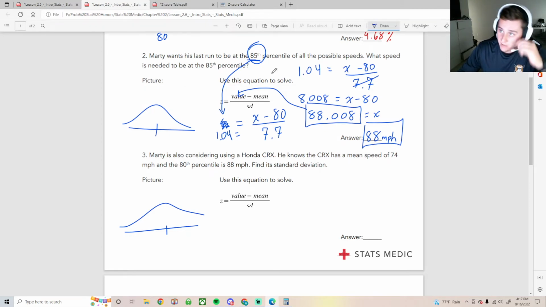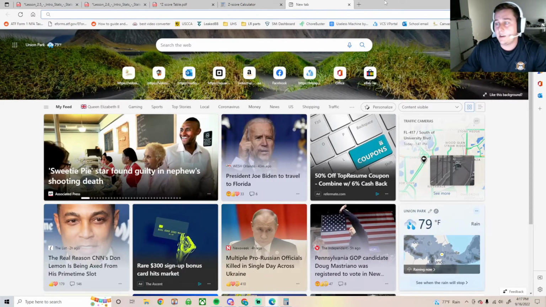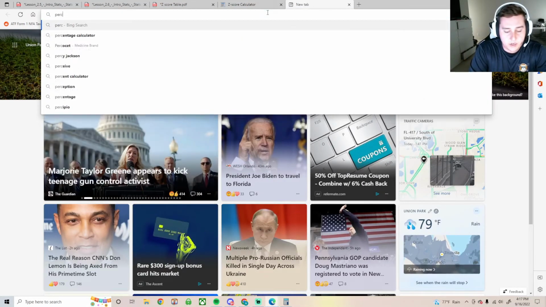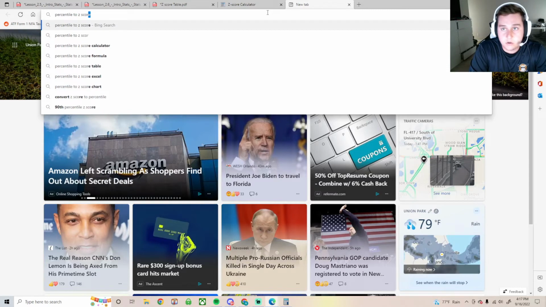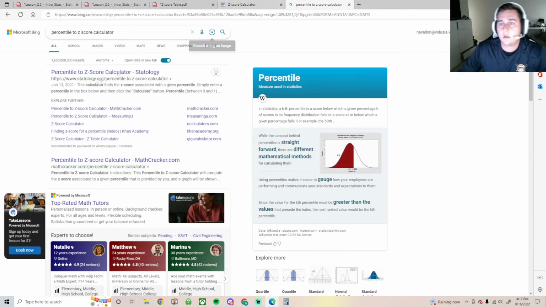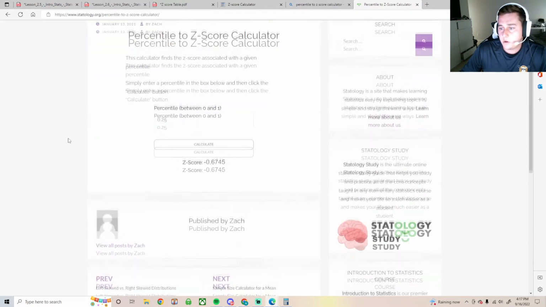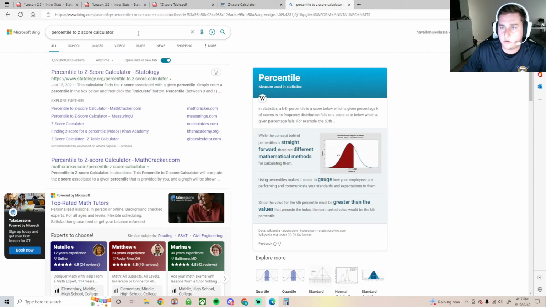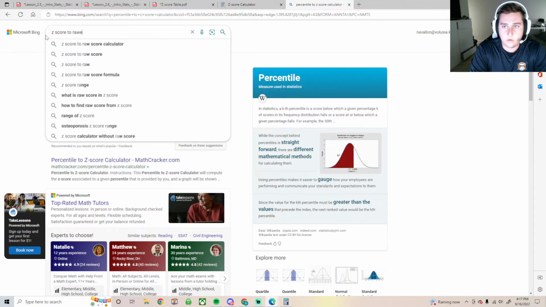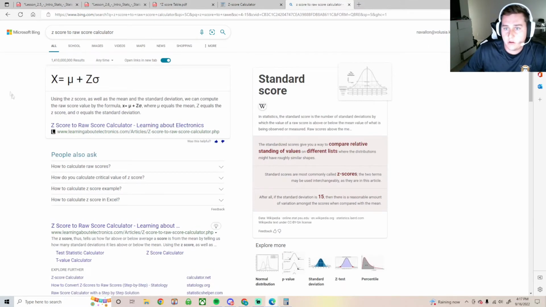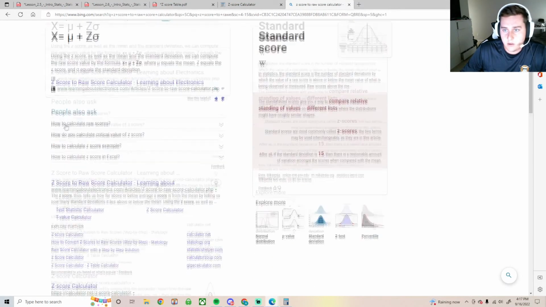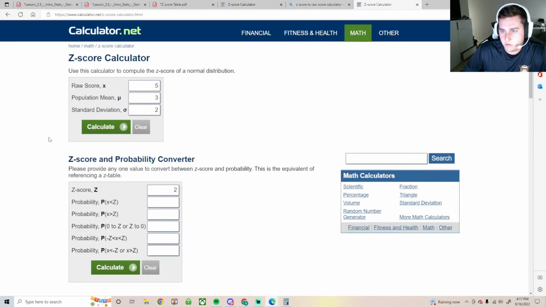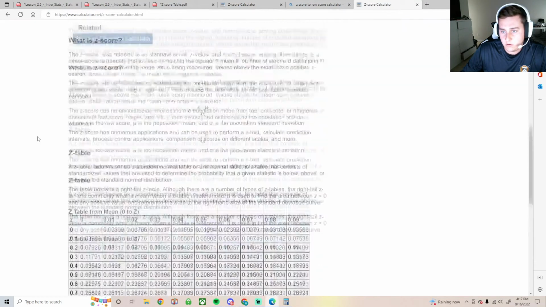Here's what else you can do, though. You can go on the internet and type in things like percentile to z-score calculator. And then you can tell it what percentile you need, and it'll spit out a z-score for you. Here's what else you can do. You can search z-score to raw score calculator. And it's going to be one of these. Can we use this one? Nope, that's not it.